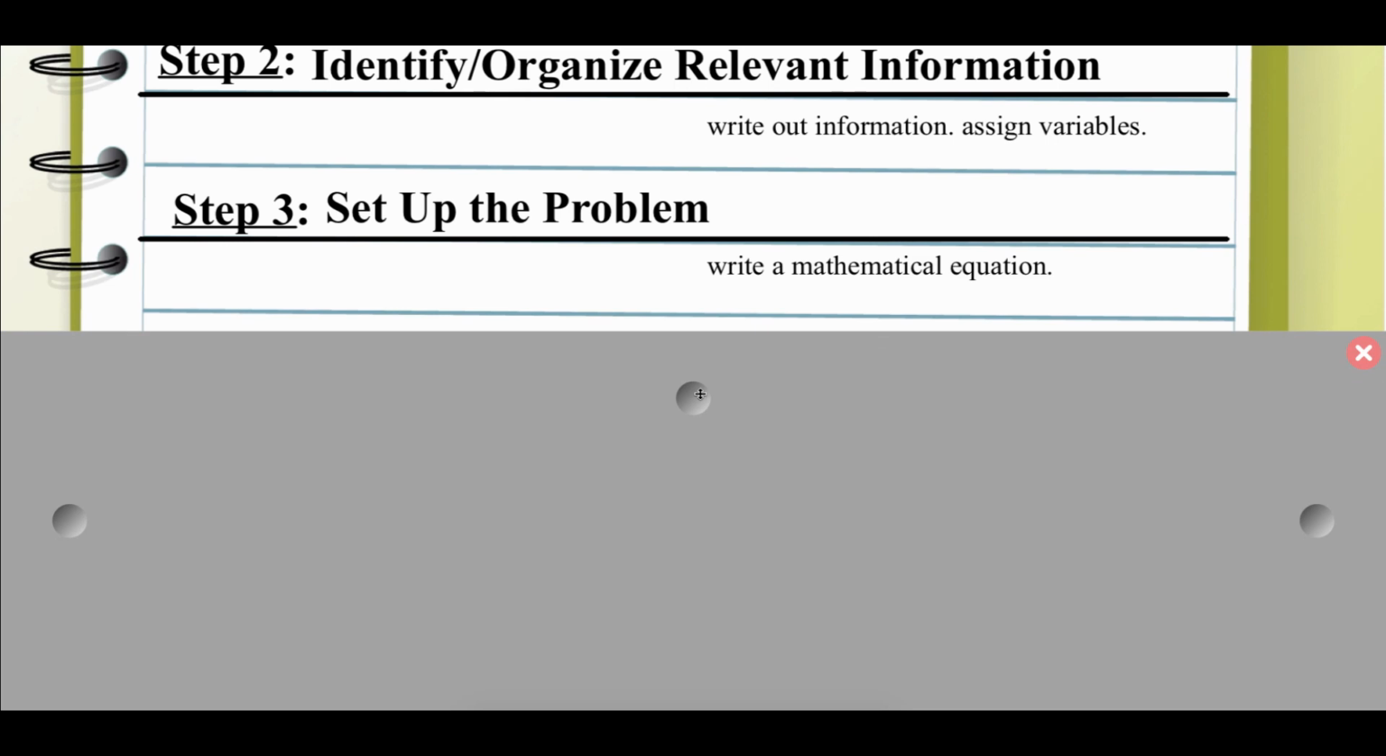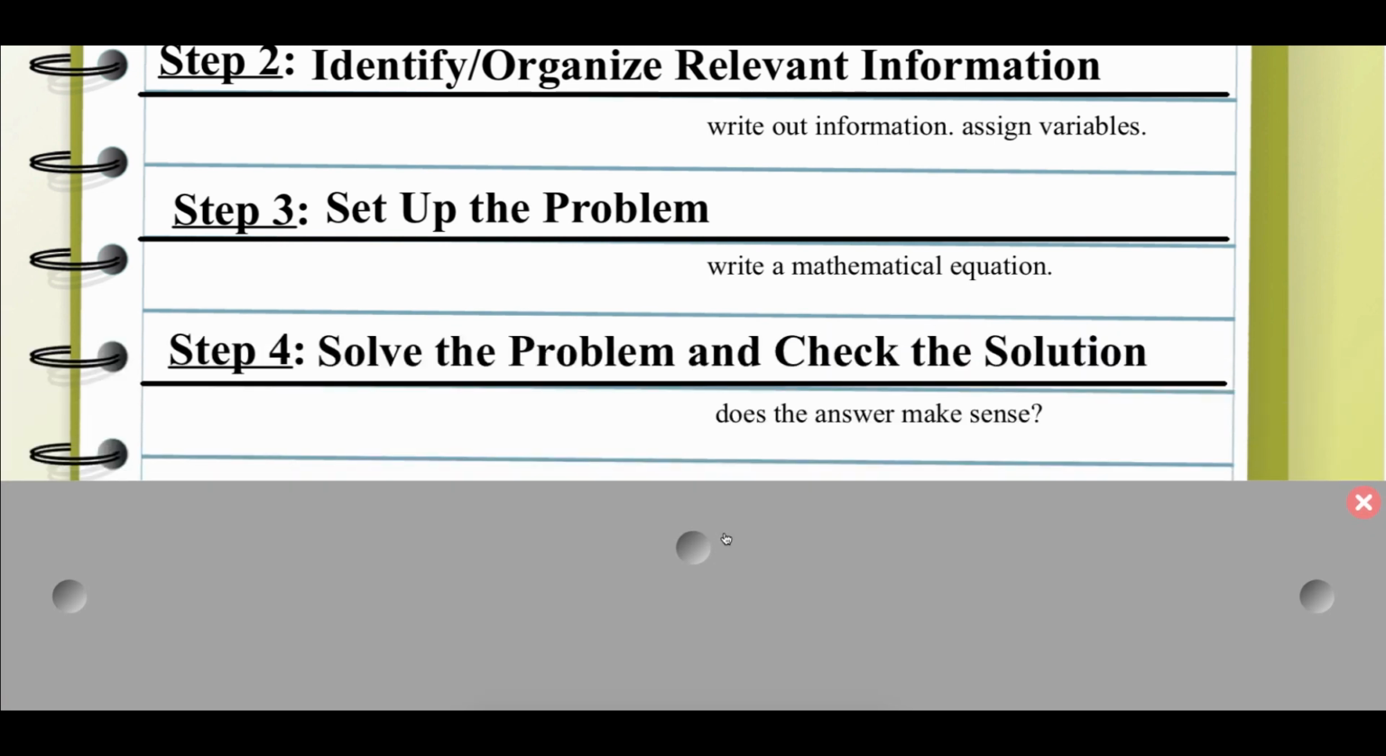For step number three, we are going to set up the problem. So it's going to be taking all of that information that we just identified and organized and trying to write out some sort of mathematical equation that we're going to be able to go through and solve.